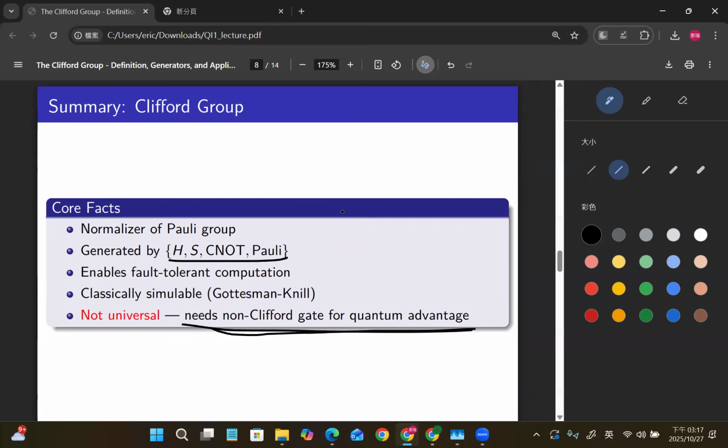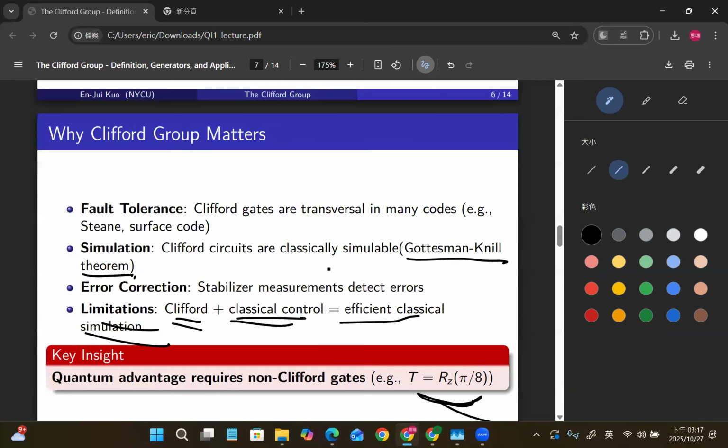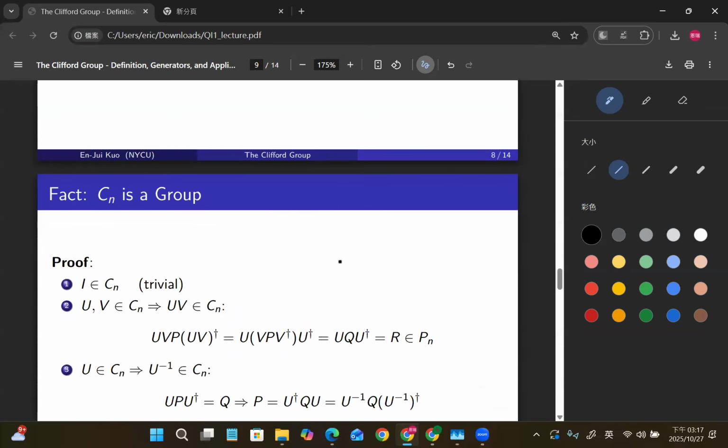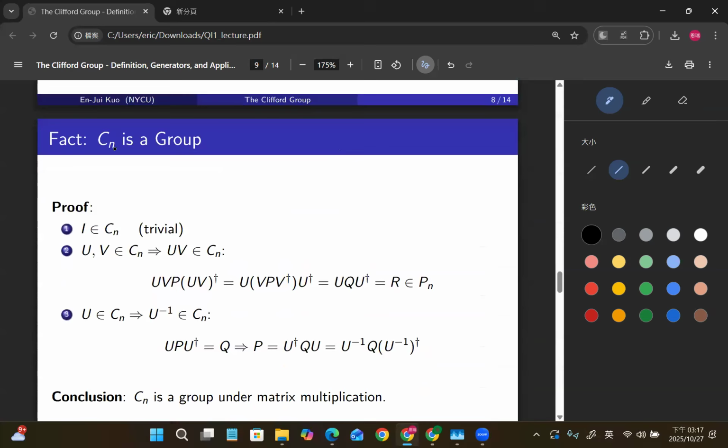Okay. So I'm not going to provide a rigorous proof of the Gottesman-Knill theorem, right? Because it's out of the scope of this course. But I will give you a feeling. In order to give you a feeling, we need to investigate more about this Clifford group. So I will first give you some elementary properties of the Clifford group.